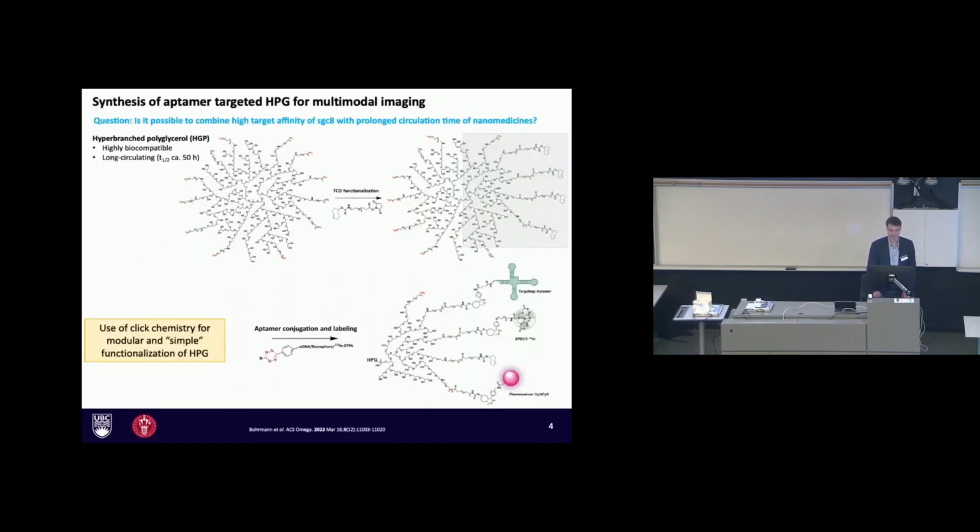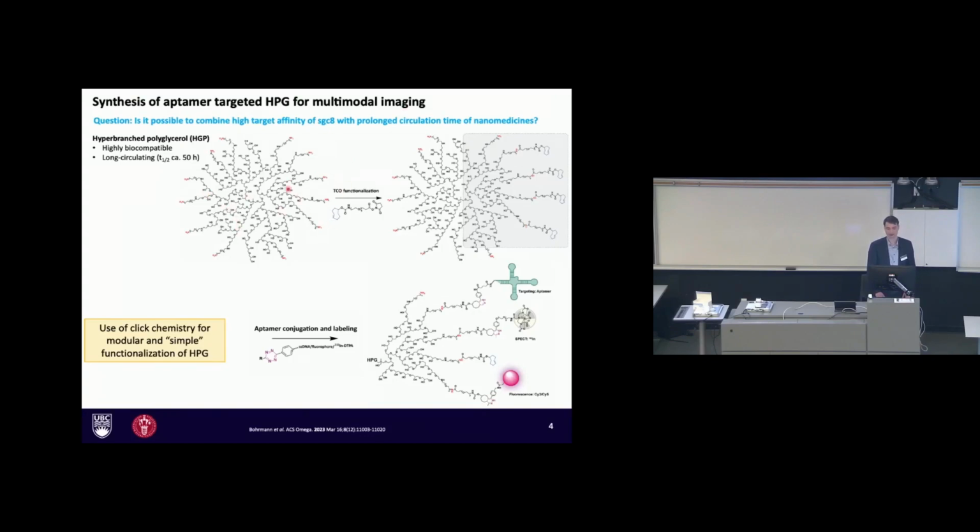So this now finally brings me to our idea for this project that I'm going to talk about. We wanted to combine this advantage of aptamers being highly specific to a molecular target with the advantages of nanoparticles, so the ability to circulate for a long time and then hopefully have a better tumor retention and a slower washout. So we wanted to use HBG, or hyperbranched polyglycerol, as our carrier in this study.